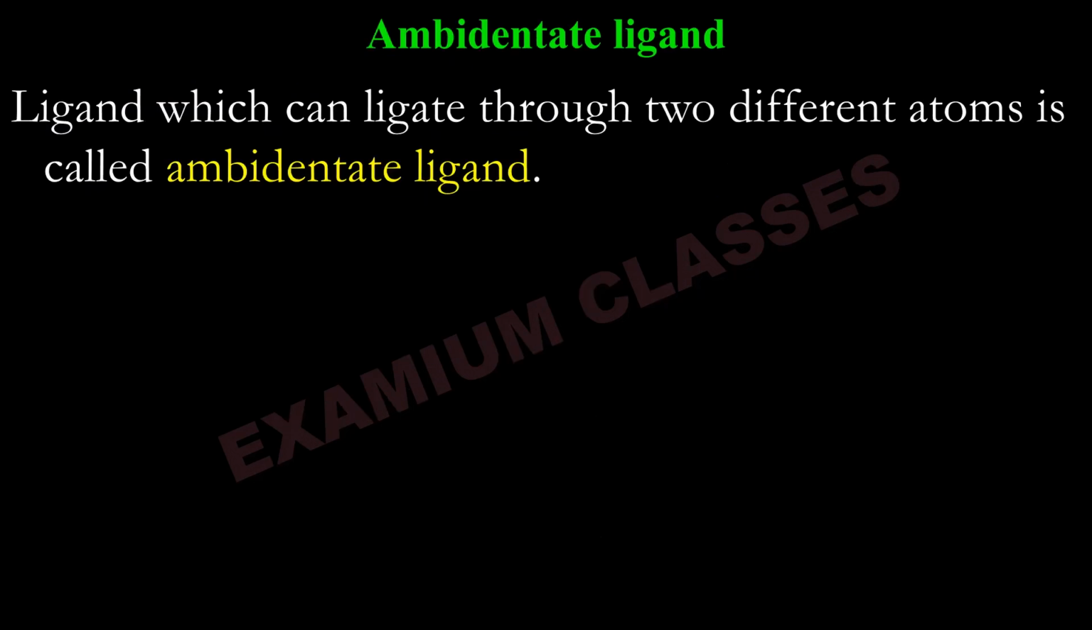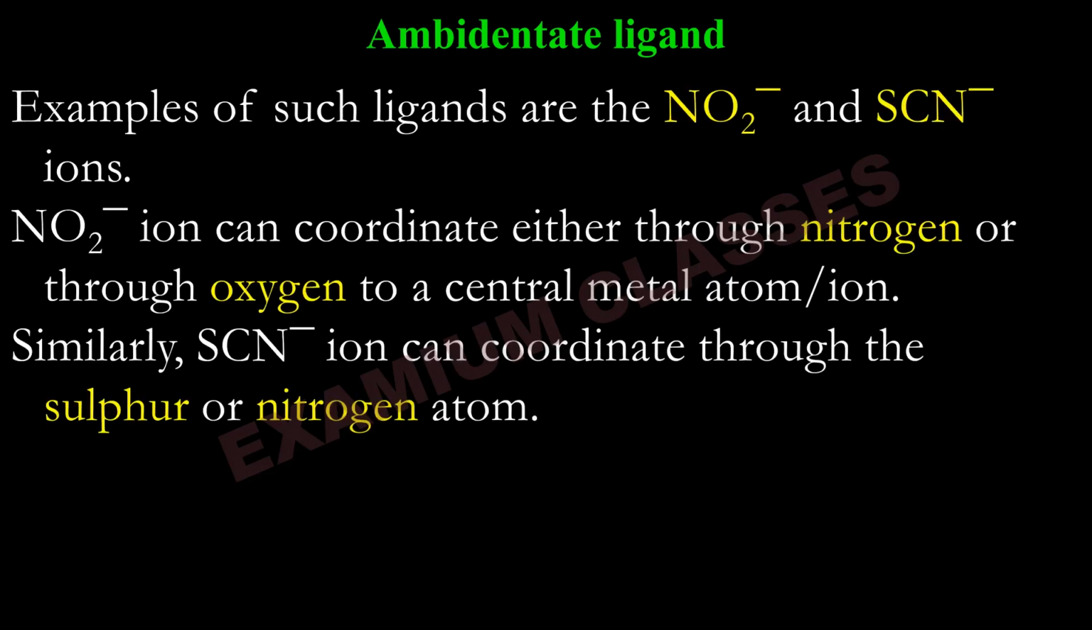Now ambidentate ligand. Ambidentate and didentate, these are two different things, and the only difference is that ambidentate will have 2 sites, but one at a time will be connected to the central metal atom. That's the difference. Ambidentate can have 2 or even more than 2. Okay. Normally we will be talking about 2. So that's why we say 2. But one at a time will be attached to the central metal atom. These are the examples: NO2 minus and SCN minus.